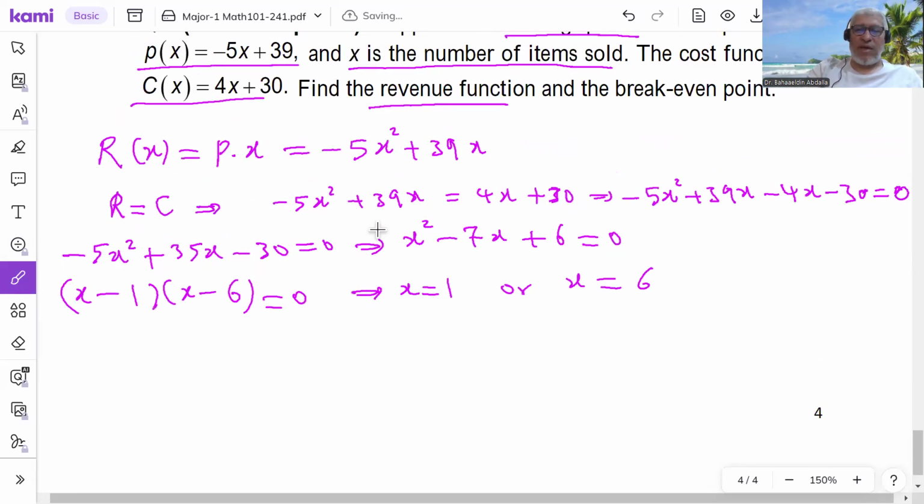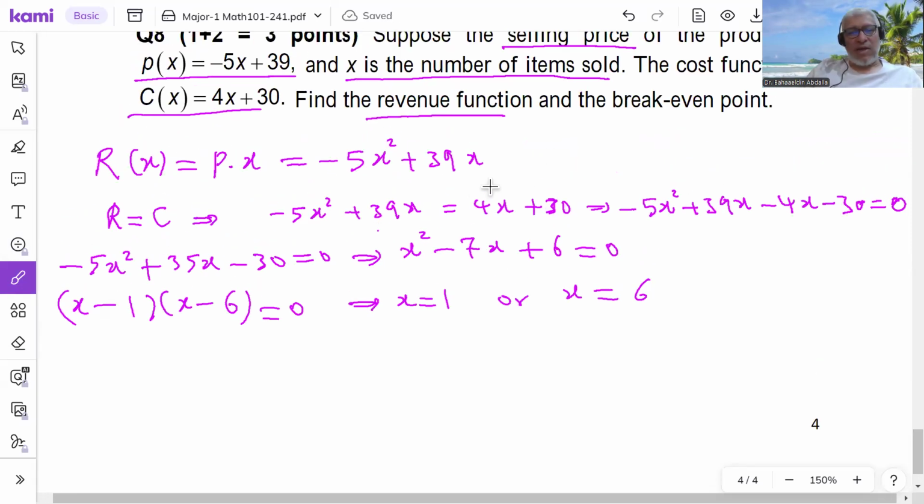To find the break-even point, I can replace x by 1 or 6 in C of x, in the cost function, or in the revenue function. But in the cost function is easier. So if x is 1, I'll have 4 plus 30, that's 34. If x is 6, I'll have 24 plus 30, that's 54. And these are the break-even points.